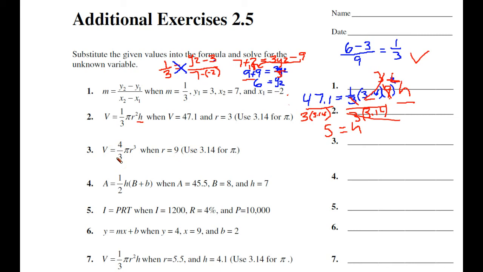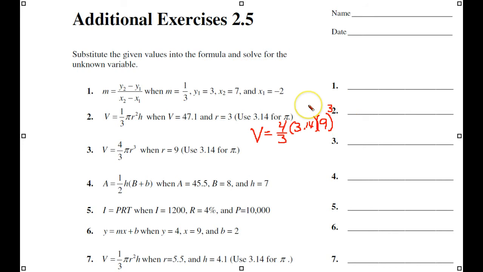And the other way would have been that we could have gotten rid of the 3 here by multiplying both sides by the 3. And then we would just divide by pi r squared. And anyway, that's the way to do it. We're looking for strategies to do these.